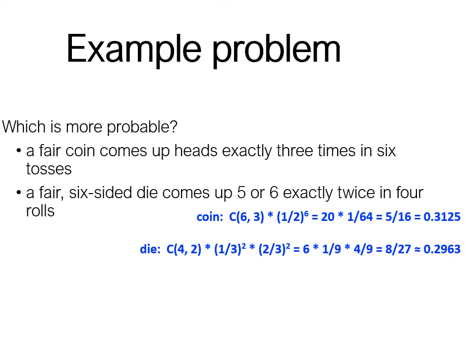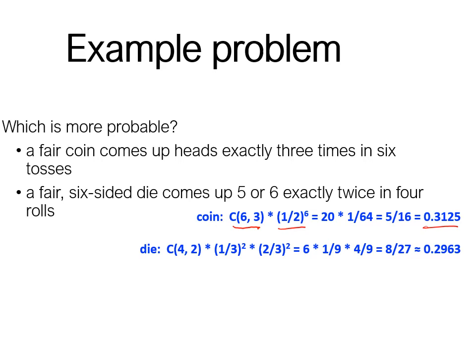So how do we compute the coin? It's a fair coin, so the probabilities of getting heads or tails are equally likely. And we're looking for configurations where heads come up exactly 3 times. So we are choosing 3 places out of 6 where we're going to place heads, and the probability of each one of these is 1 over 2 to the power of 6. And that ends up being 0.3125.